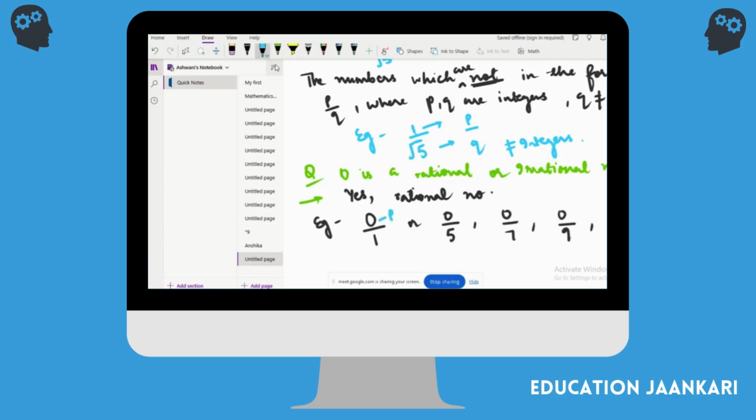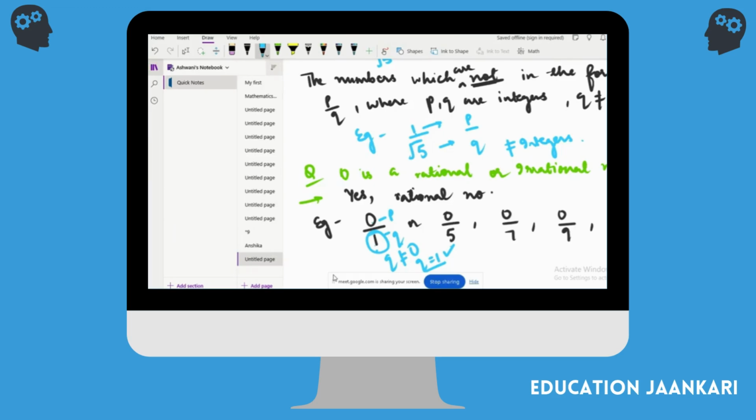0 upon 1: this is p, this is q. I can write it as p upon q, where p and q should be integers. 0 is an integer, 1 is also an integer. This q should not be equal to 0. See, this is 1, so q should not be equal to 0. Here q is equal to 1. So this is a rational number, right?